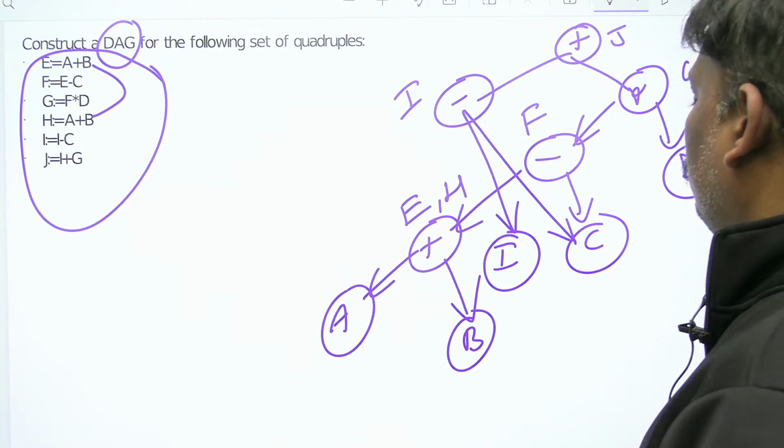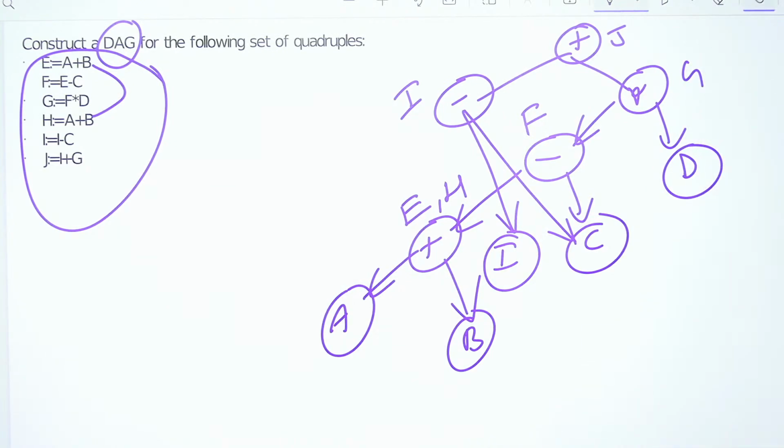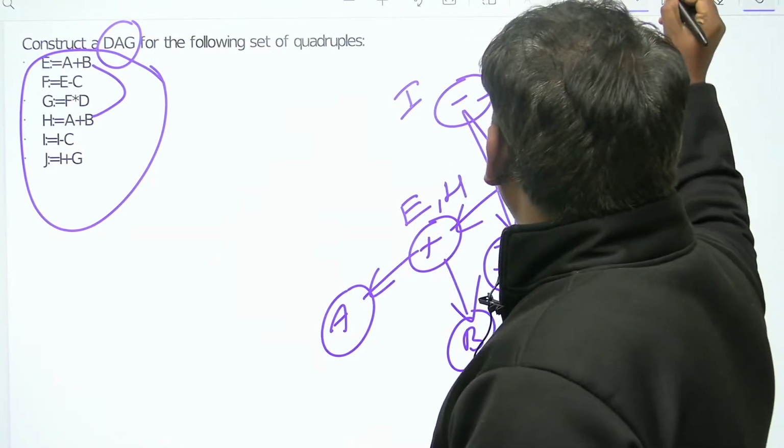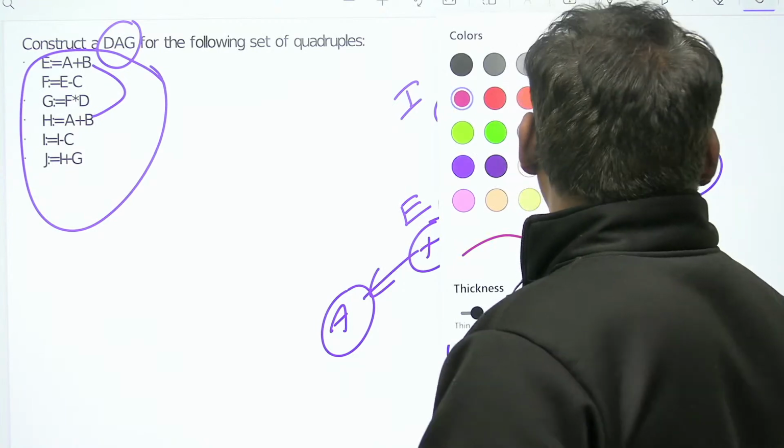I think that's it. The only minimization I can do is A plus B. Please check if I can do any minimization. Only one place I can do minimization. Can you recheck once?